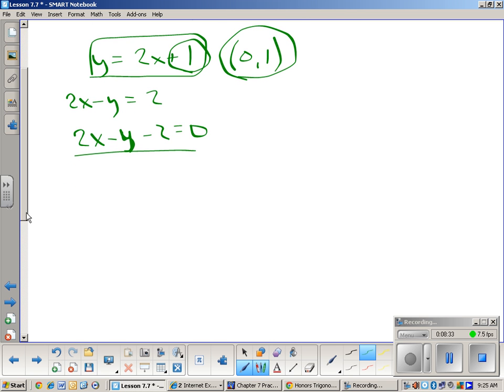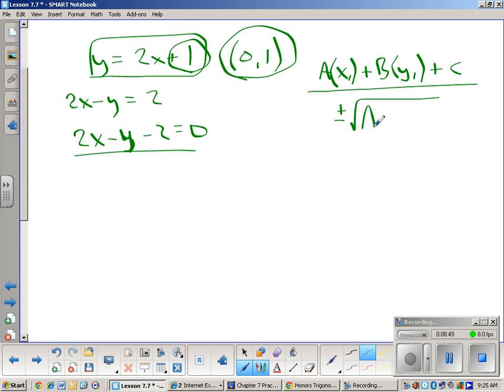And so we use the formula. I'll rewrite it for AJ. It was ax1 plus by1 plus c over plus or minus, and they really don't matter, the plus or minus, the square root of a squared plus b squared. And that's the formula we're using today to find the distance from a point to a line.